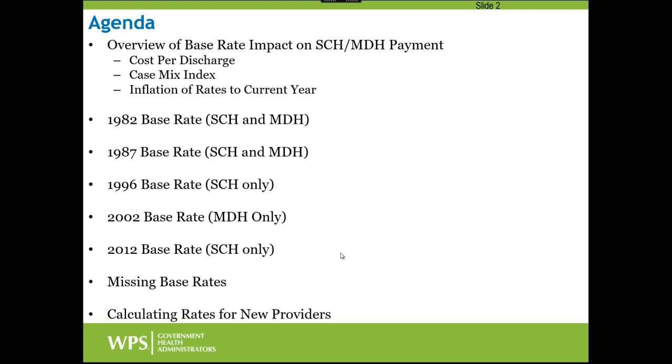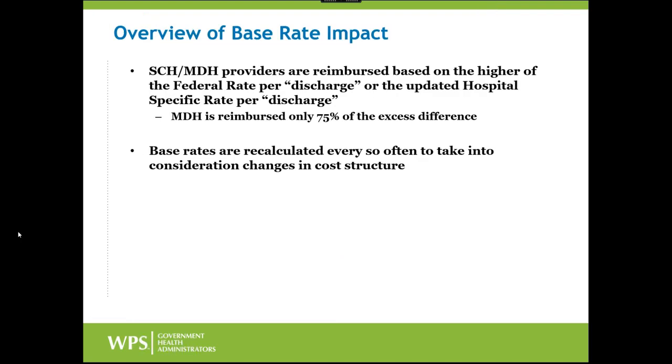per discharge, how the Casemix Index comes into play, and the fact that we inflate the rates to the current year. And then we will go through each of the individual base rates, including the 1982, 87, 96, 2002, and 2012 base rates, and talk about what type of facility they apply to and what year they updated to. We'll talk about what happens when one of the years is missing, and then we will discuss issues with calculating rates for new providers.